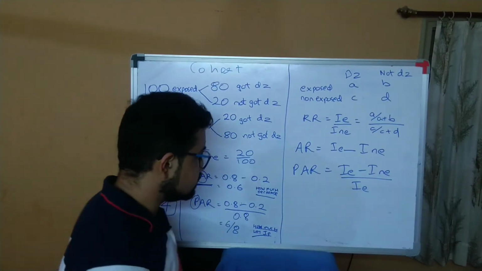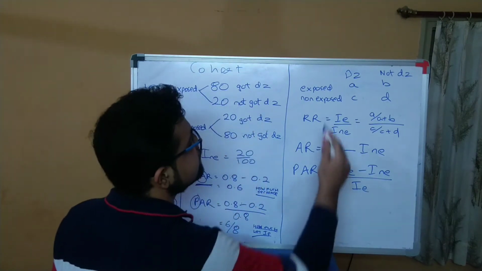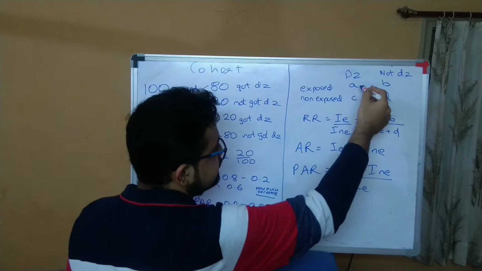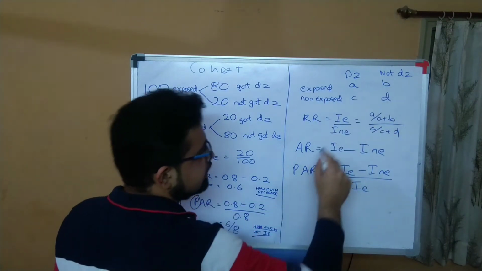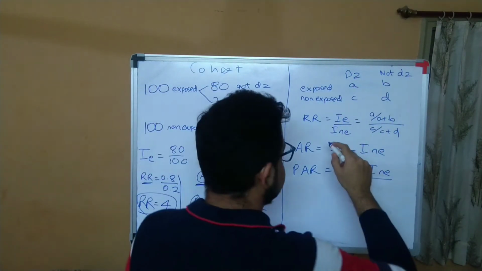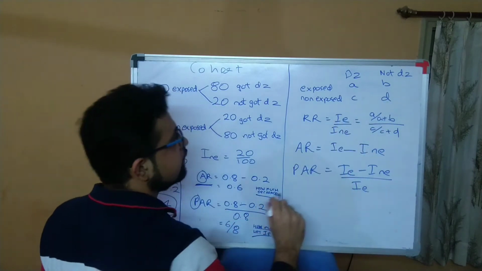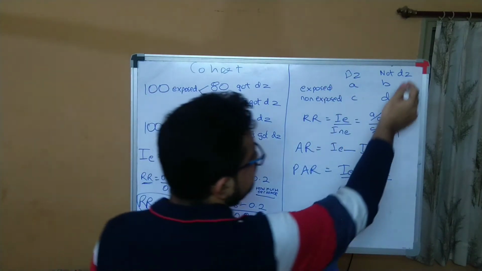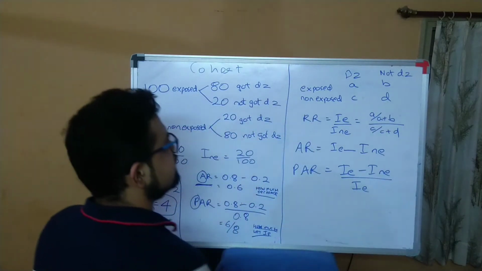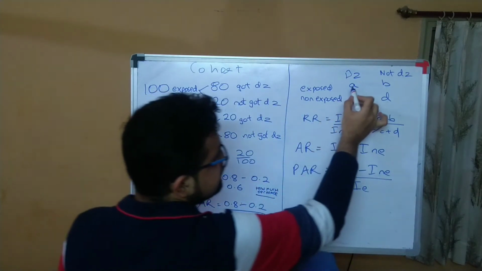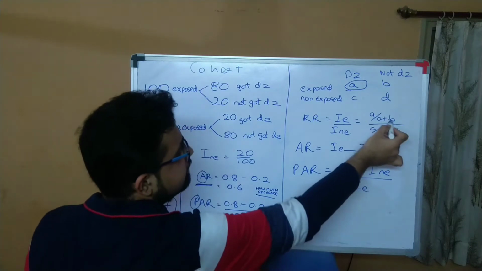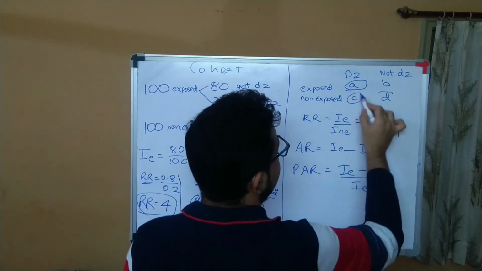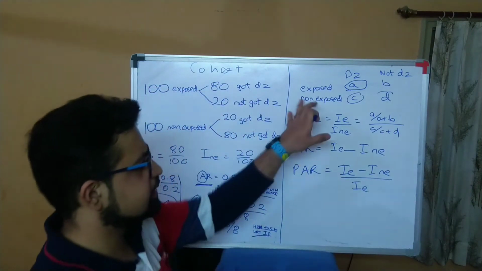Okay? Let us talk about the formula if you want. So this is the table. Out of the exposed, A got the disease, out of the total exposed, A plus B. A got the disease, B did not get the disease. Out of the non-exposed, C plus D. C number of people got the disease, and D number of people did not get the disease. What is incidence in exposed? How many got the disease? A divided by A plus B. What is incidence in non-exposed? C divided by C plus D, right? That is incidence in non-exposed.